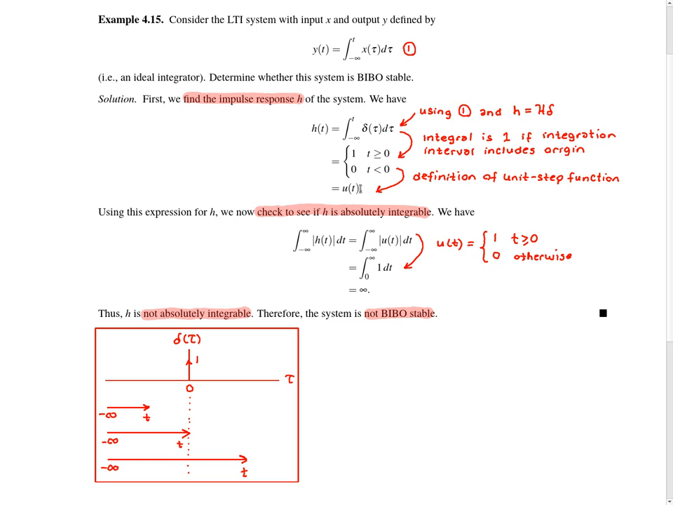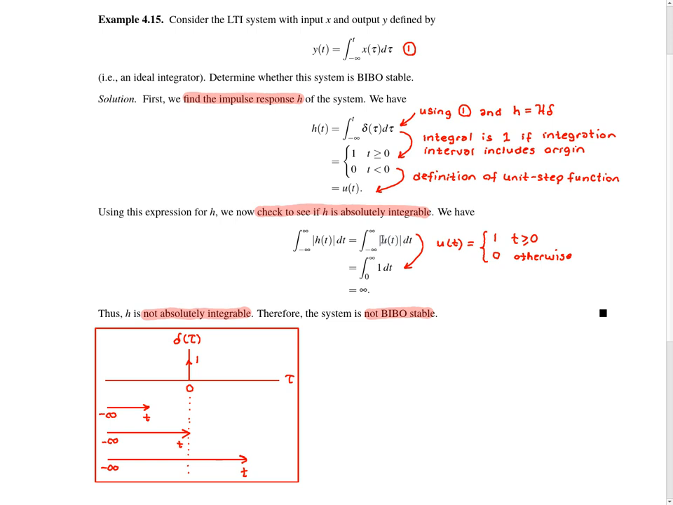Now in order to determine whether the system is BIBO stable, we simply need to test whether the impulse response h is absolutely integrable. In other words, we need to determine whether this integral here converges to a finite value. So let's compute this. What we're going to do is take the impulse response we computed above here, which was the unit step function, and substitute this for h. So this gives us the right-hand side over here.